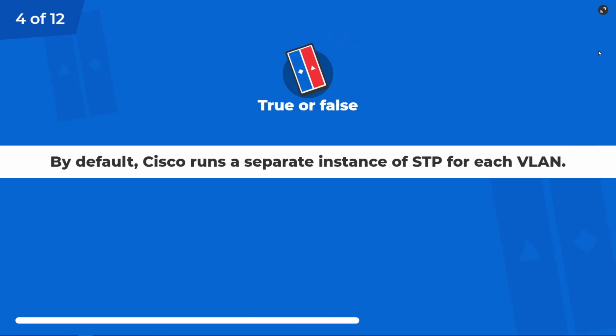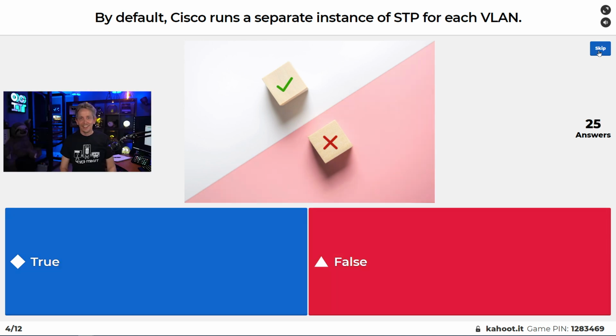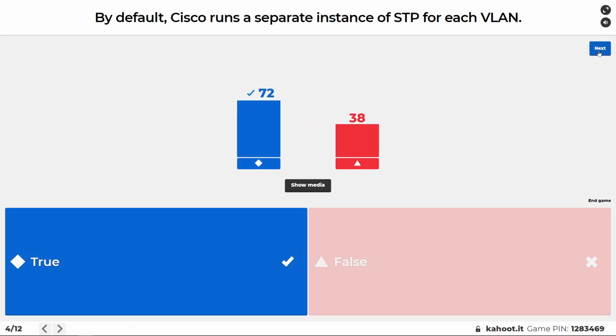By default, Cisco runs a separate instance of spanning tree protocol for each and every VLAN. By default. Is that true or false? All right, it is true. Cisco does run a separate instance of spanning tree for each VLAN. What if we're using 802.1d, which looks like IEEE? The answer is yes, that's true.